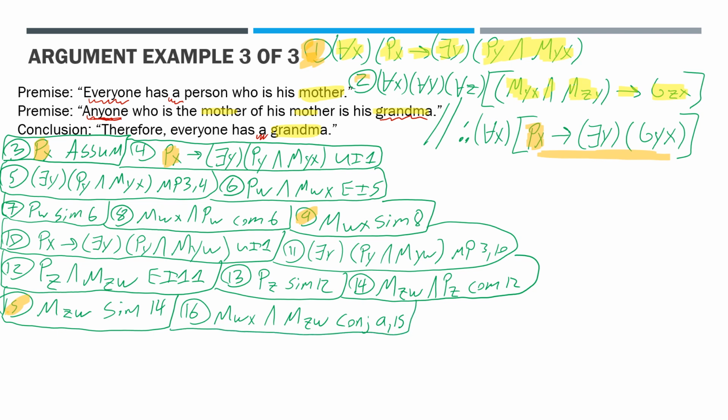Now it's about time to work with line 2, premise 2. We're going to do some instantiation, so we'll have for all y, for all z, m yx and m zy arrow g zx. All right, so this is universal instantiation, line 2.